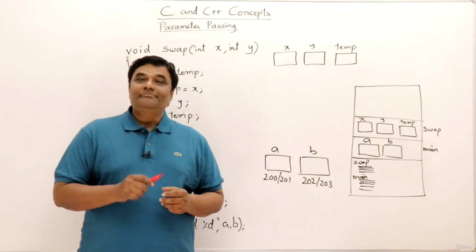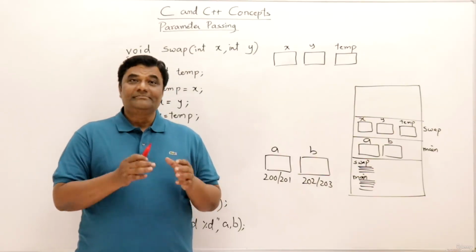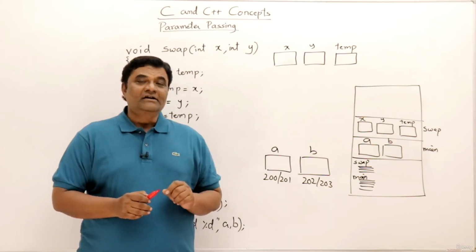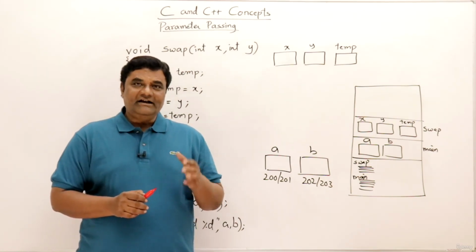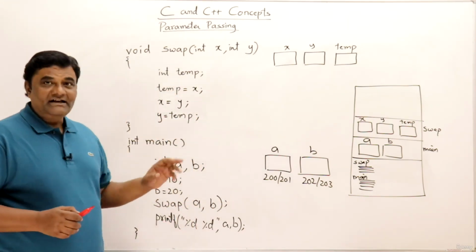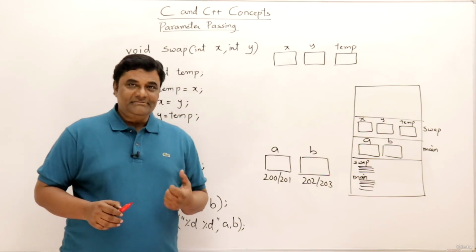In this video, I will explain parameter passing methods. There are three parameter passing methods: pass by value, pass by address, and pass by reference. For explaining all three, I have taken one simple example, that is swapping of two numbers. I have a function for swap. So let us understand all these three methods.